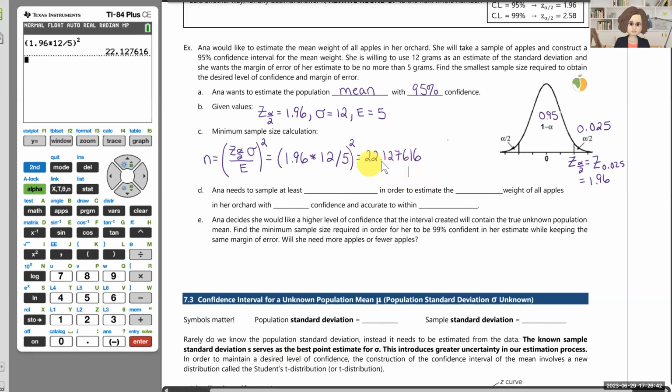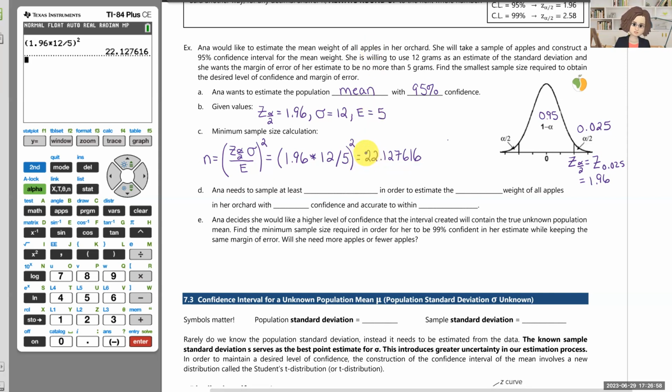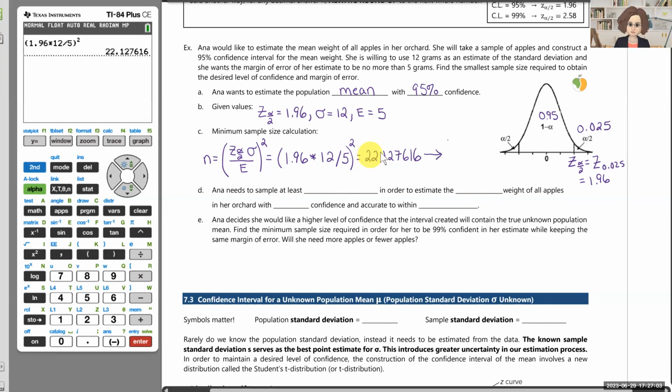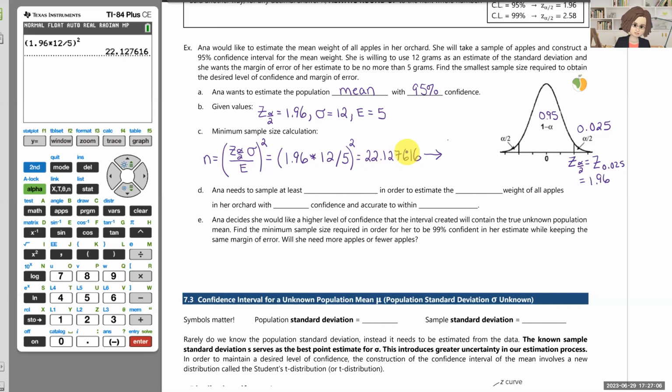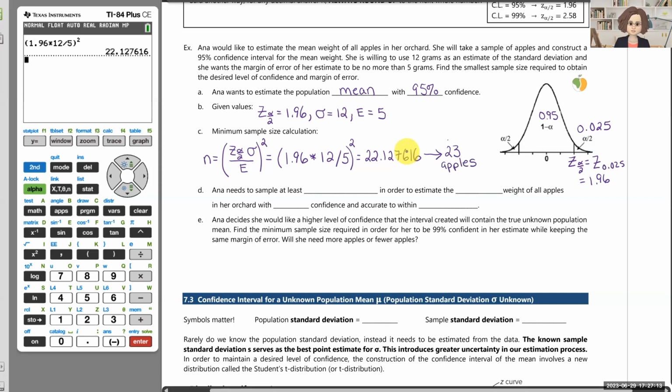All right, so that is the smallest sample size required, but of course, Anna can't pick 22.127616 apples from a tree. That's just silly. So we have to have a whole number of apples. Since that's the minimum, you can't go down to 22. This is not normal rounding. This is the lowest possible, so we've got to go up to the next whole number. So she's going to need at least 23 apples to reach her desired confidence and her margin of error.